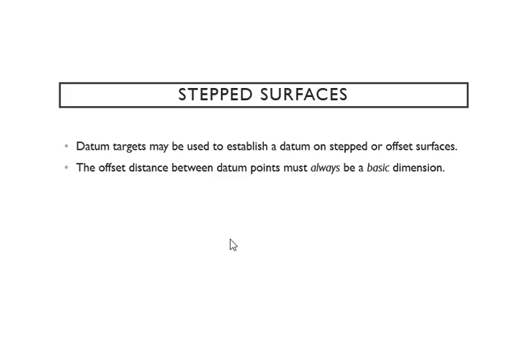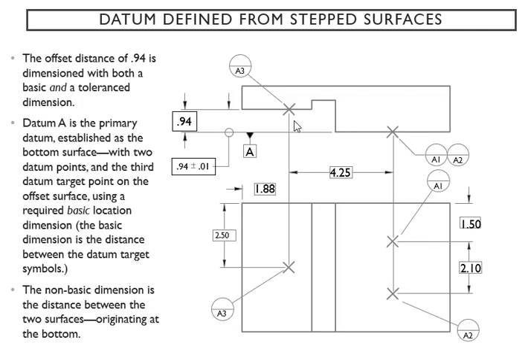So your datum targets, we can use them to establish a datum on a stepped or offset surface, meaning raised a little bit from the surface. You're going to see the offset distance between the datum points, and that always has to be a basic dimension. So here, here, here, and your basic dimensions are here. If you track it, you're going to get to it. And also right there, it's right here.